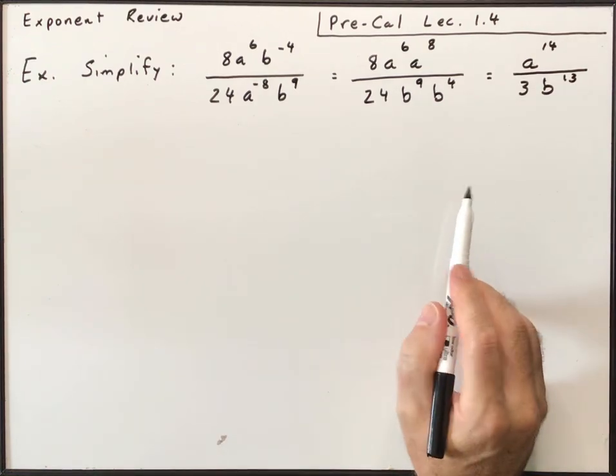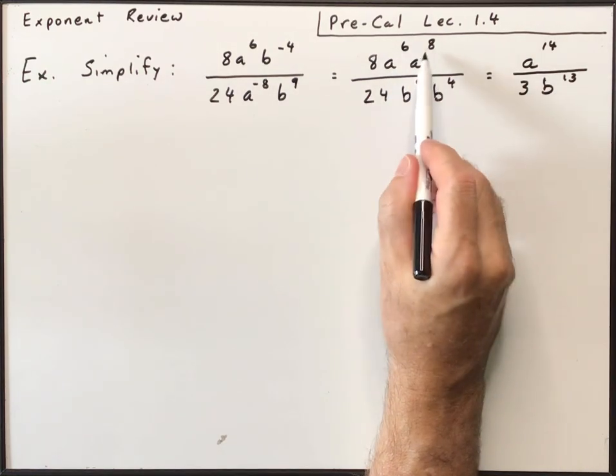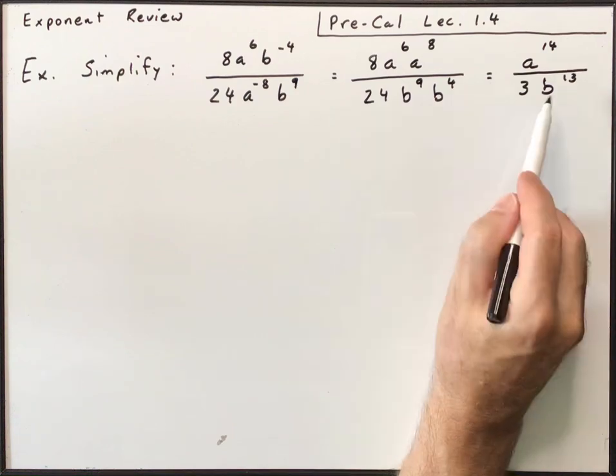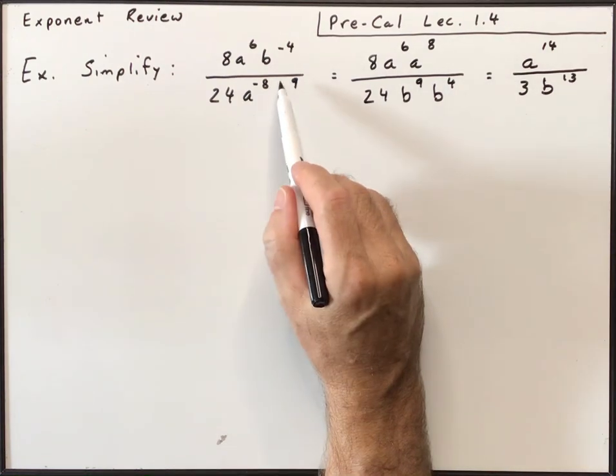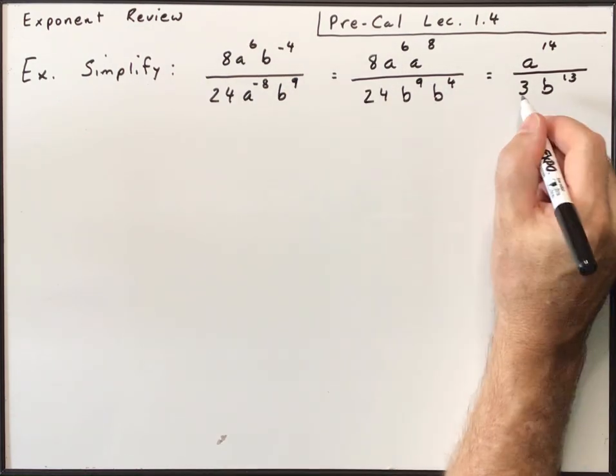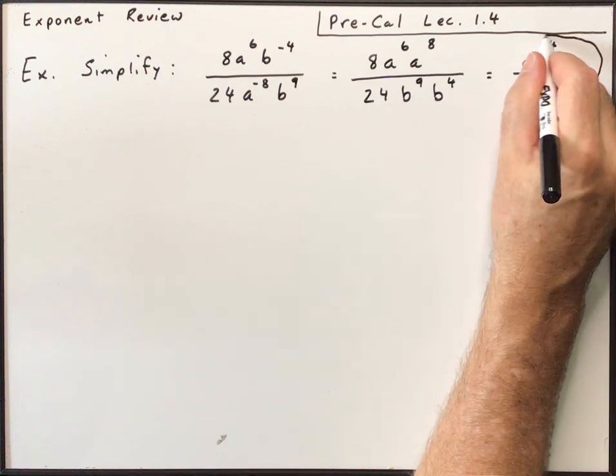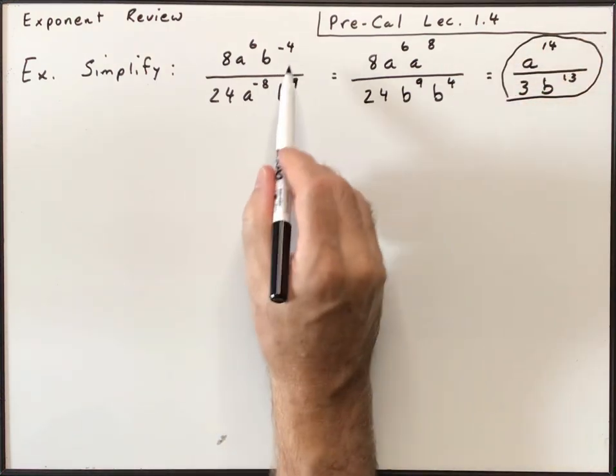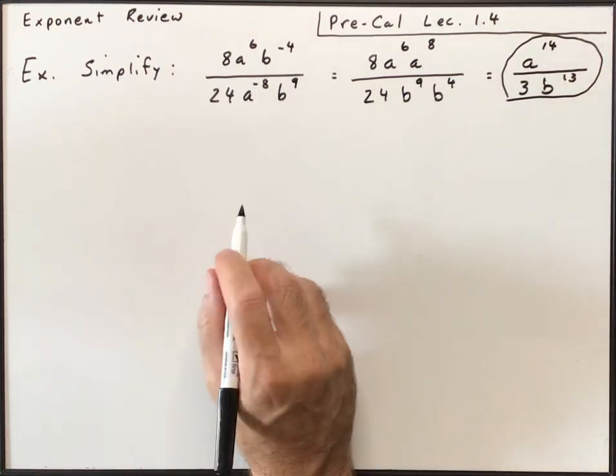Okay, so when you have the same base, the different powers, you add the exponents. And that's the way to get all of this into positive exponents, which is what we want. And we've simplified it. We've reduced the number of terms.